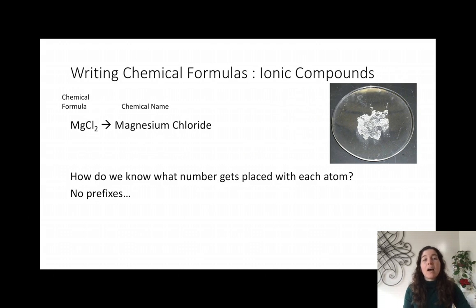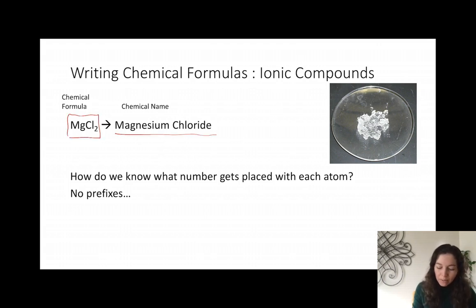Let's take a look at ionic compounds. I'm going to give you a chance to try this on your own in just a second. So for ionic compounds, you have chemical names and you have these chemical formulas here. Now, the weird thing with ionic compounds is there's no prefixes, right? So it doesn't tell us how many atoms there are. So there's a 2 here, but it doesn't say it's dichloride. We don't know that.